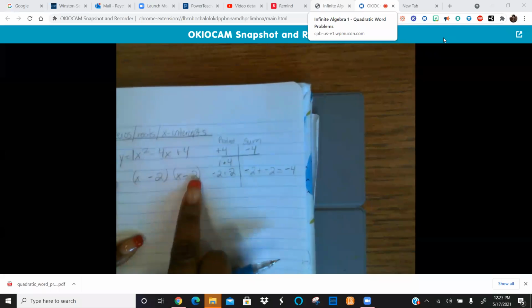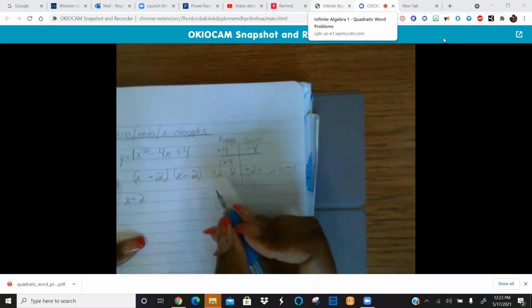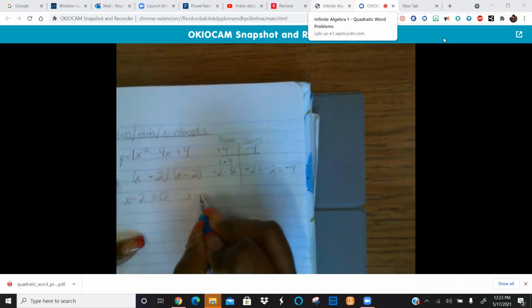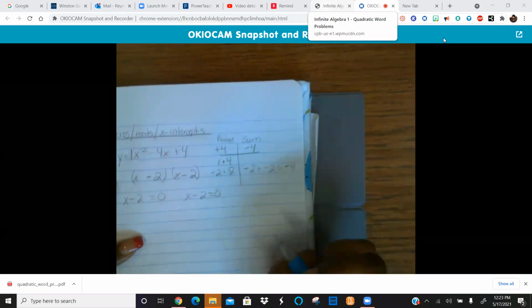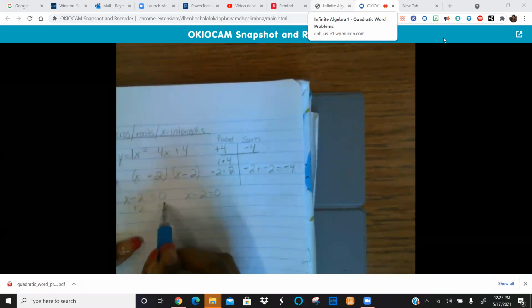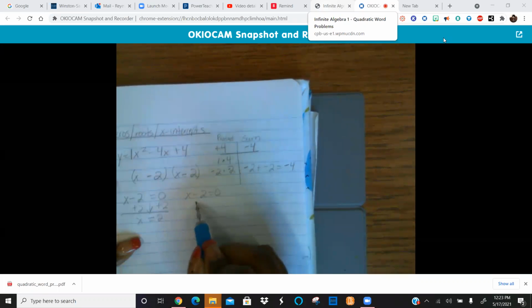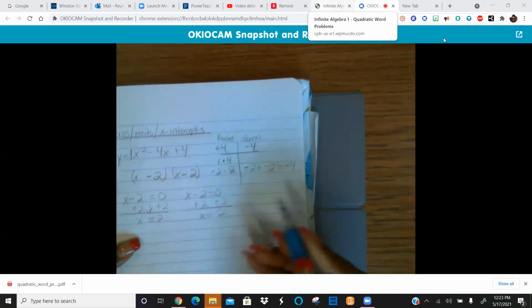All right, so now after you factor, you're gonna set each of your factors equal to 0. So you got x minus 2 is equal to 0. X minus 2 is equal to 0, which is the same thing, right? Here, to solve for x or to get x by itself, we add 2. This gives us x is equal to 2. Here, same thing. This gives us x is equal to 2.